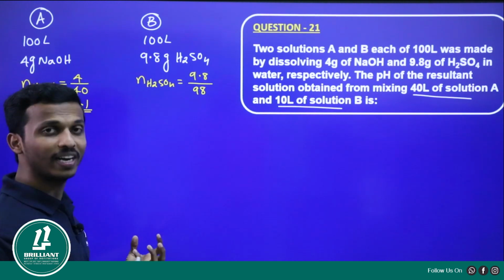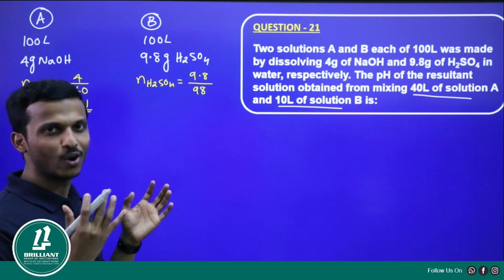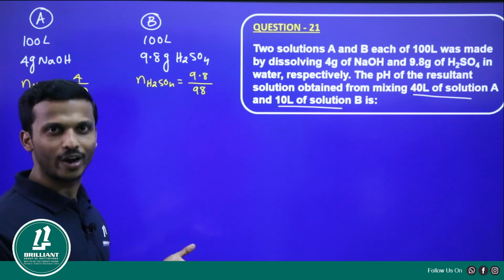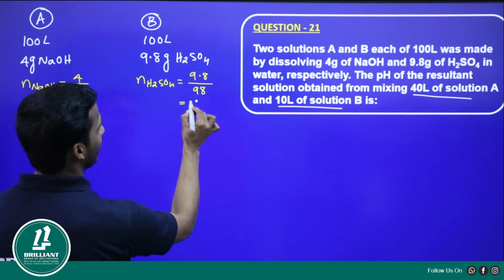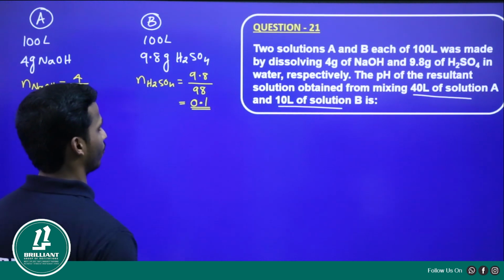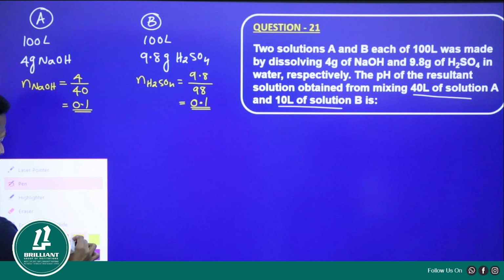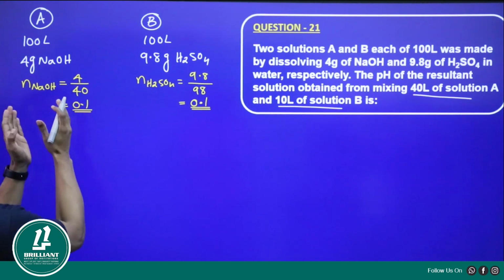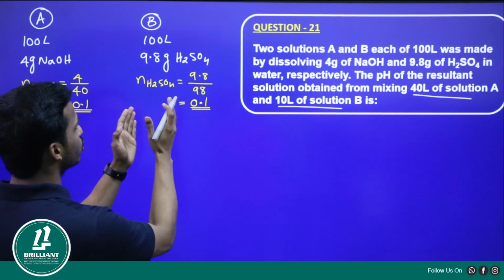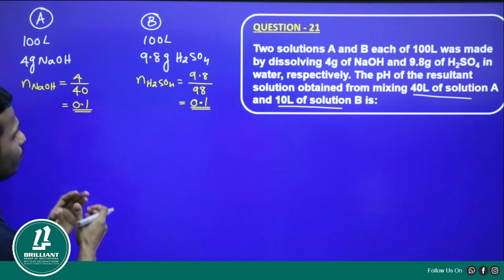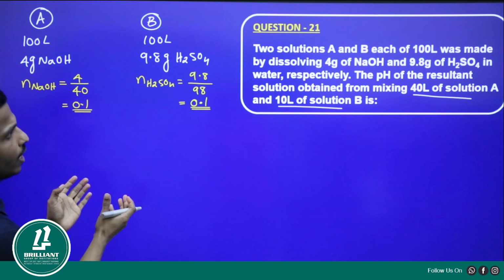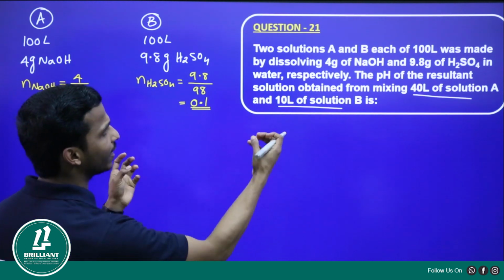Why are we calculating the number of moles? Because in order to calculate pH or pOH, we need the concentration, right? Yes. So 9.8 by 98 will be 0.1 mole. Okay, fine. So initially we have 0.1 mole of NaOH and 0.1 mole of H2SO4 in 100 liter separate solutions. From this one, we are taking 40 liter of A and 10 liter of B.